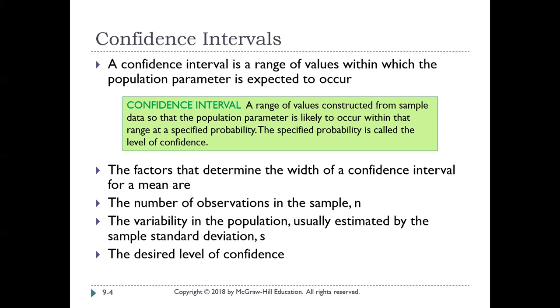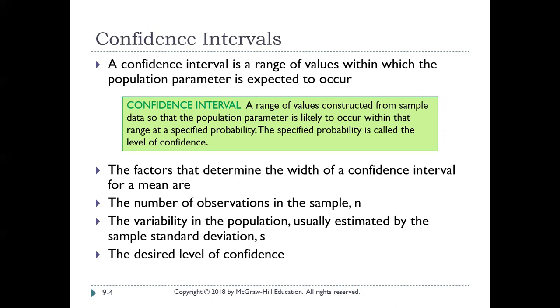The next one is going to be the variability in the population. So of course, if the population has huge swings all over the place, then this is going to have to be reflected in the confidence interval. So this is just usually represented by the sample standard deviation S. And then finally, we want the desired level of confidence. This is a bit tricky, but the way to think about this is oftentimes people ask for the 90% confidence interval, the 95% confidence interval, and the 99% confidence interval. So we're going to have to scale the confidence interval by how confident we want to be.